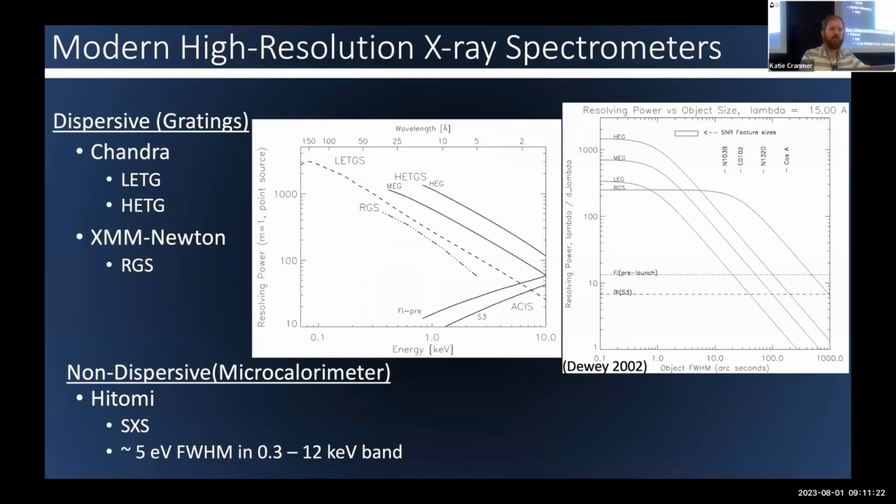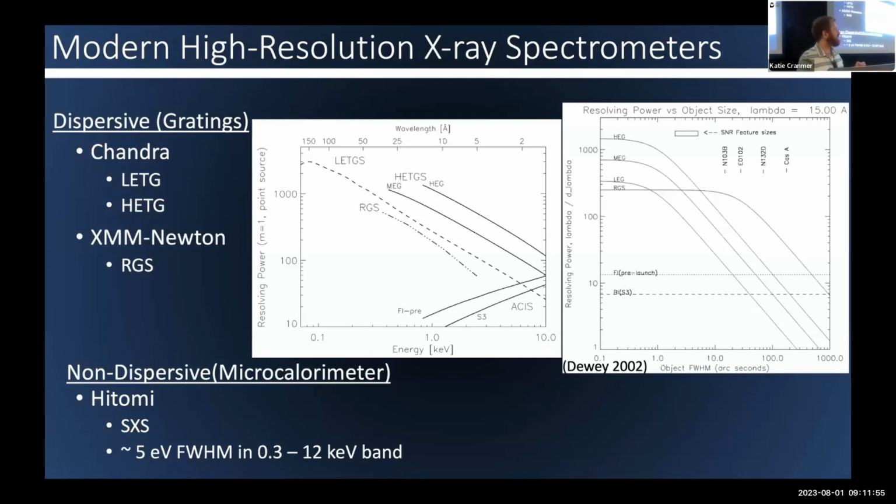Before I go on, I just want to mention that the main high resolution X-ray spectrometers that we use currently are the Chandra low and high energy transmission gratings and, like I mentioned, the XMM RGS. The spectral resolution tends to degrade with source size. So of course, with a very extended source like a supernova remnant, that becomes an issue, right?